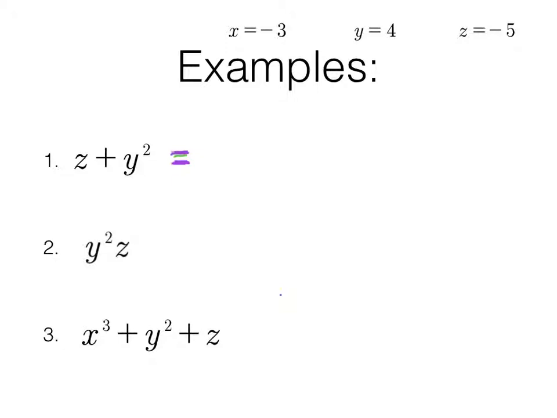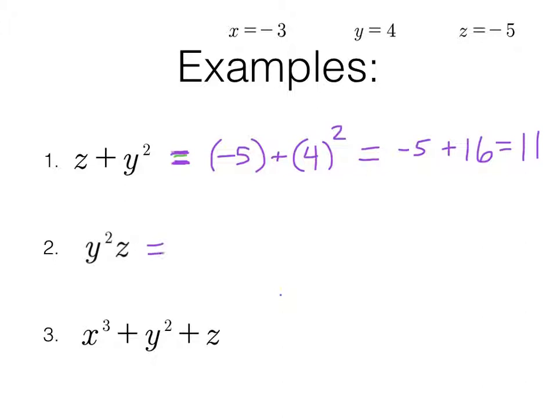All right, z. Do I need parentheses for that? Does it change anything if I have them? It really doesn't, so you can actually just err on the side of always putting parentheses on them. So z plus y squared. y squared in this case is 4 squared. That's 16. And z is negative 5. So negative 5 plus 16, 11.